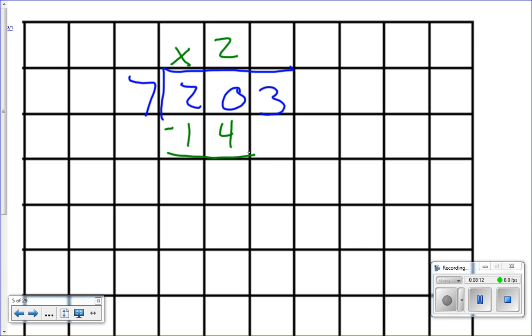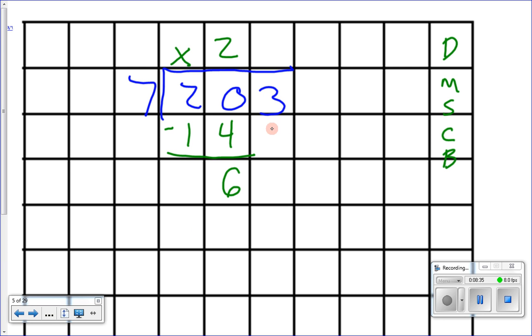Subtract. I got so excited about long division, I forgot to write out our steps. Does McDonald's sell cheeseburgers? So I've multiplied. Now I'm ready to subtract. 20 minus 14 is 6. Check. 6 is less than 7, so we're good to go.